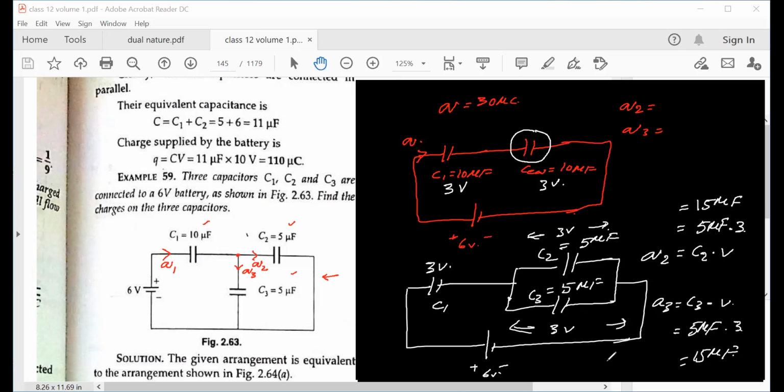So these are your charges. If you add these two, you get the total Q. So Q is 30 microcoulomb. The values are the same, equal charges on the split. So Q2 is equal to 15 microcoulomb and Q3 is 15 microcoulomb.